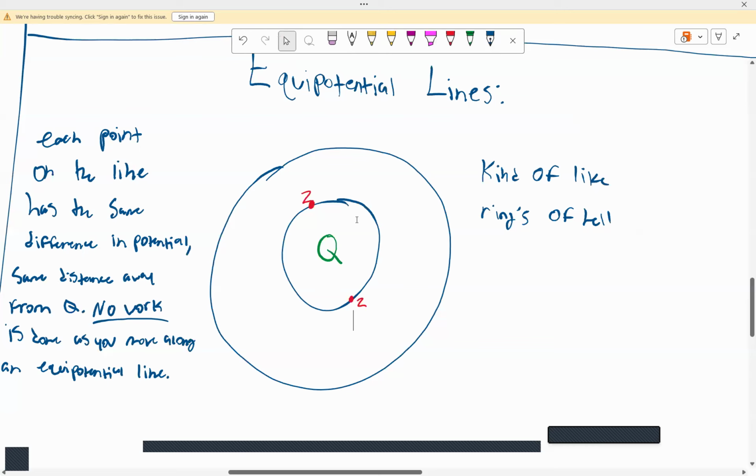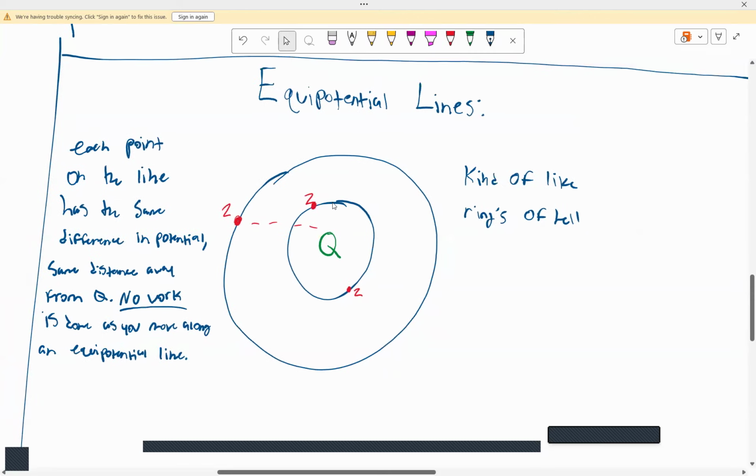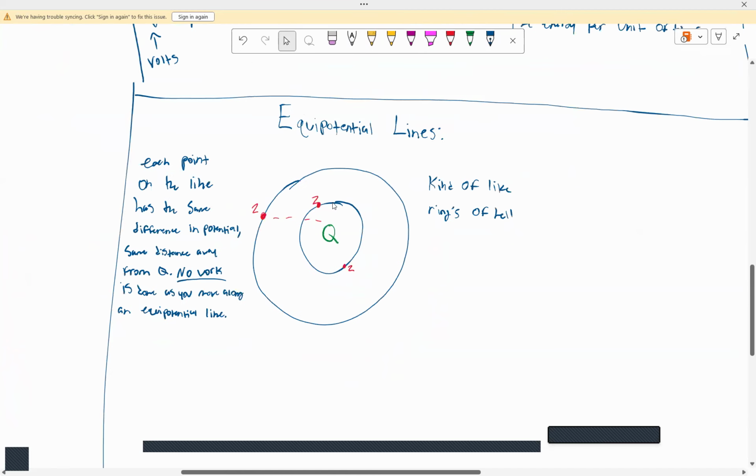Yeah, sorry. That's kind of what I like to think about it, compared to someone that did a way worse crime, right? This will be a different one. This is on a separate ring of hell, and therefore it has a greater difference in potential than someone that's in a closer ring of hell. And that's kind of the same thing as what potential lines are saying.